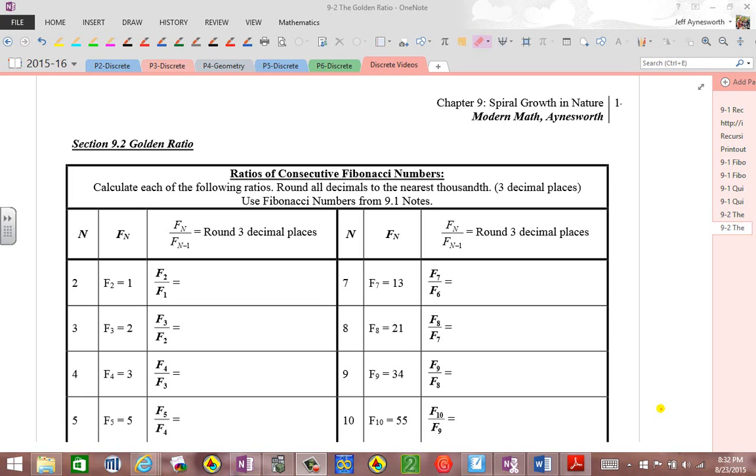Hey everybody, this is Mr. Ainsworth, and in this video, in section 2 here, we're going to talk about what's called the golden ratio and its connection with the Fibonacci numbers that we talked about in the previous lesson, and also extend it to what's called the golden rectangle. It's going to be pretty cool.